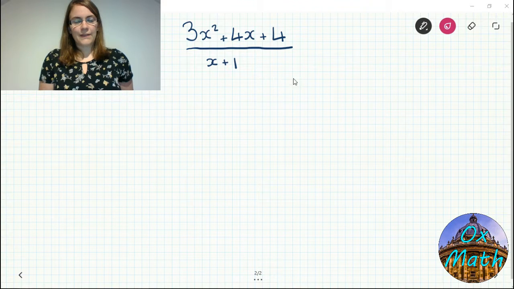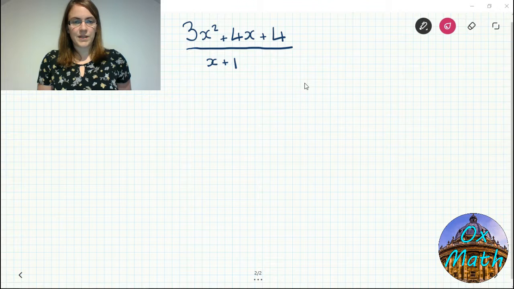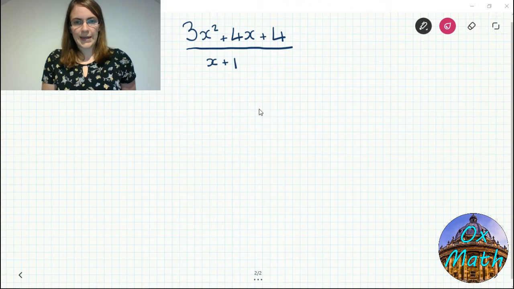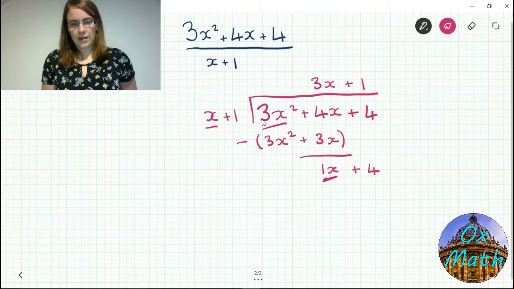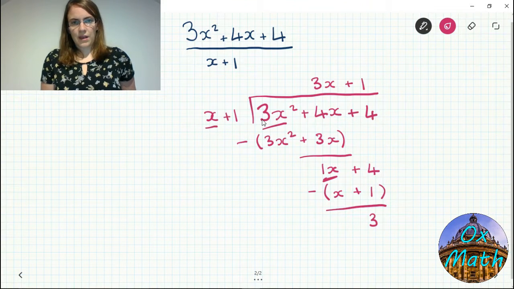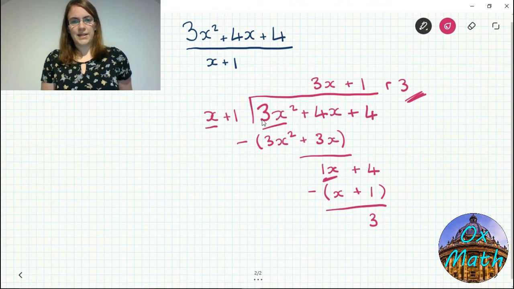If you don't already know how to do polynomial division, I would advise looking back at my video on that. But we're going to go ahead and divide 3x squared plus 4x plus 4 by x plus 1. So our answer, if we do the division, is 3x plus 1, remainder 3. And this is important for our remainder theorem.